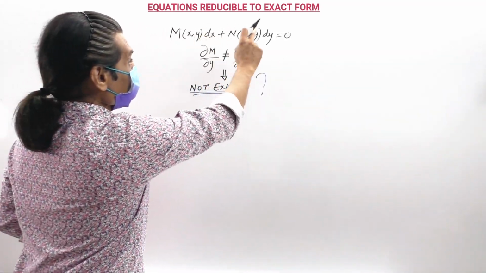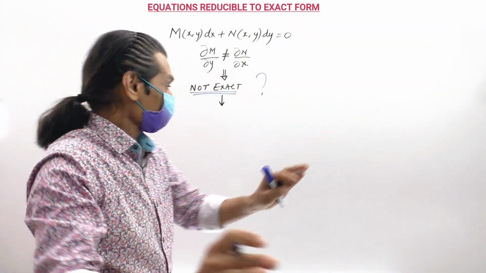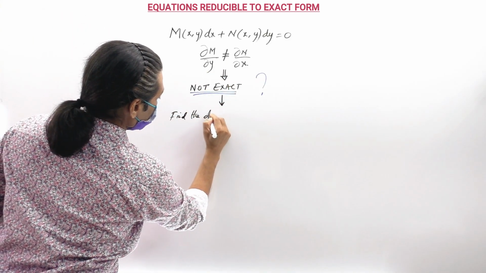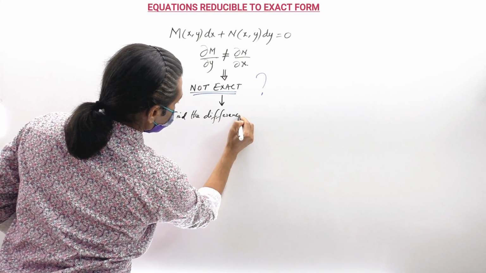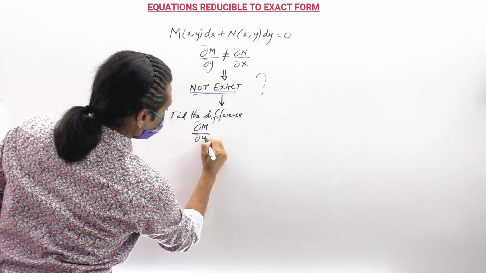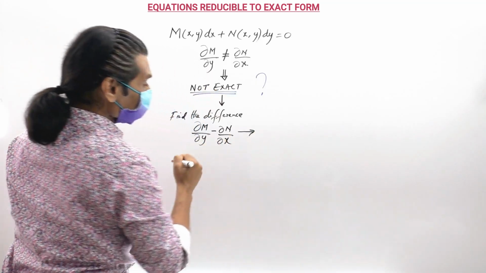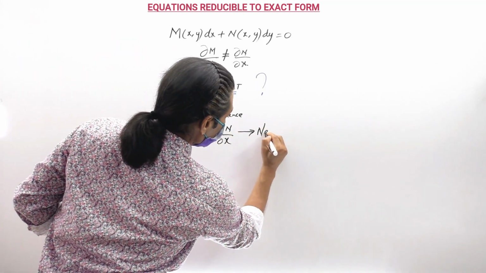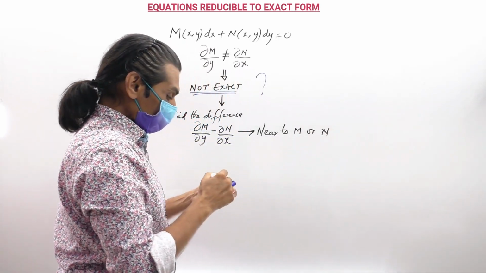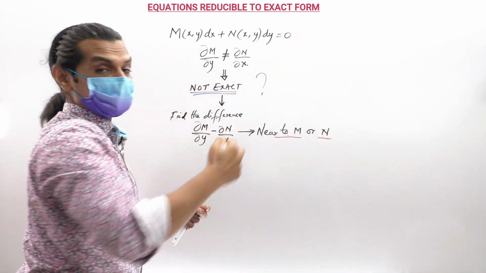See, M dx plus N dy is equal to 0, dou M by dou y is not equal to dou N by dou x, so not exact. Getting it? So if not exact, we find the difference. Which difference? We find the difference dou M by dou y minus dou N by dou x, and that should be near to M or N. Understand this. The difference should be near to M or N.